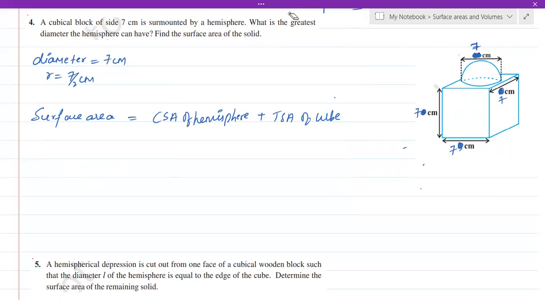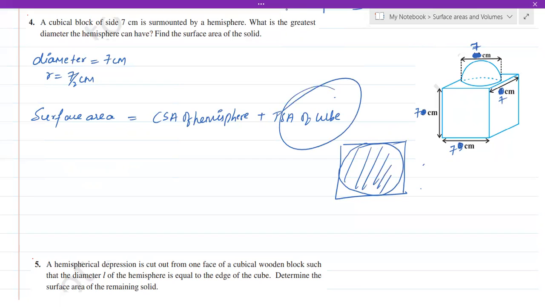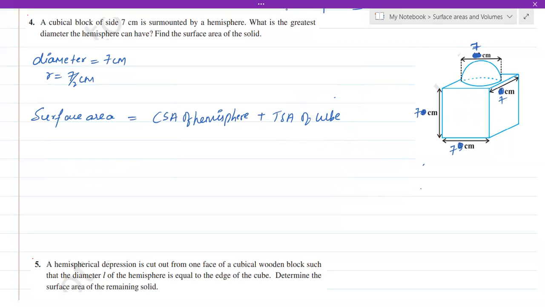Very simple. Okay, now the simple thing is, this circular part, we don't want it, but we have included it in this, isn't it? While finding TSA, this is also found. Okay, but I don't want this. So what is the shape of this? It's a circle. So if I don't want it, I'll just subtract it. Okay, so minus base area of hemisphere.